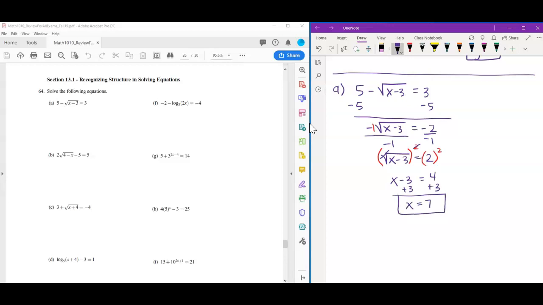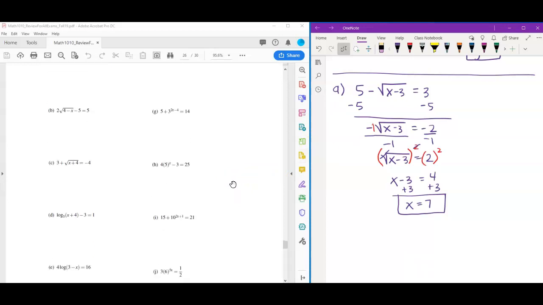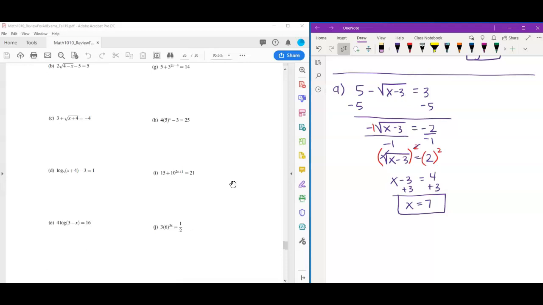Okay. So make sure you know how to solve equations that have square roots in them, like that. And then let's maybe look at one with a log and one with an exponential. Okay.